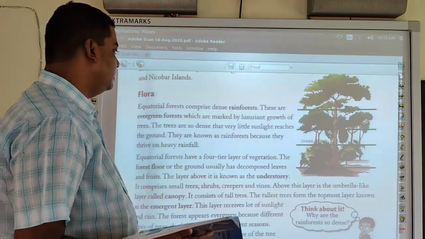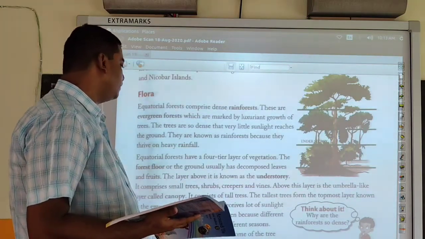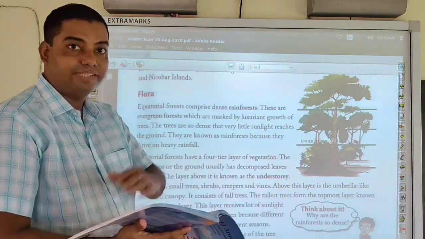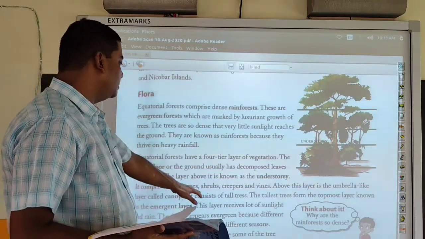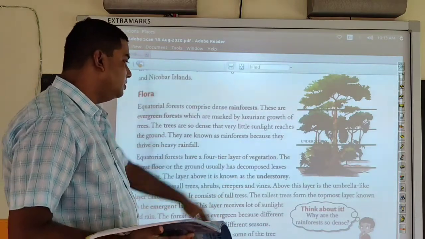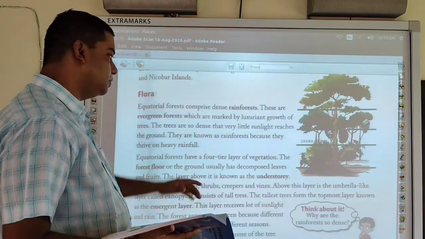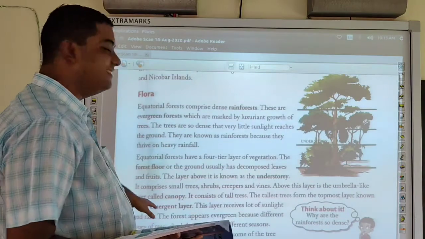Above this layer is the umbrella-like layer called the canopy. It consists of tall trees. Now, what is the canopy, my dear children? The canopy is the top layer of trees found in equatorial rainforests, consisting of tall trees. The tallest trees form the topmost layer known as the emergent layer.